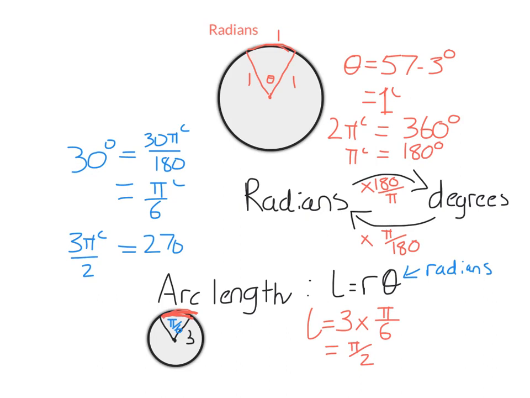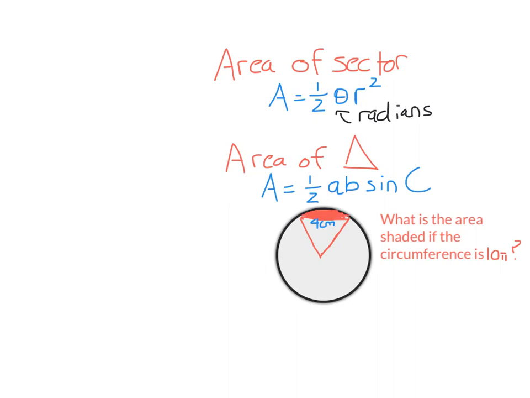Let's now look at calculating area of sectors using radians. So it turns out to find the area of a sector, you use this formula here. Area equals half theta times r squared. Now, theta, again, must be in radians.